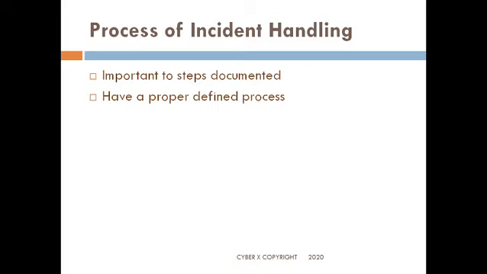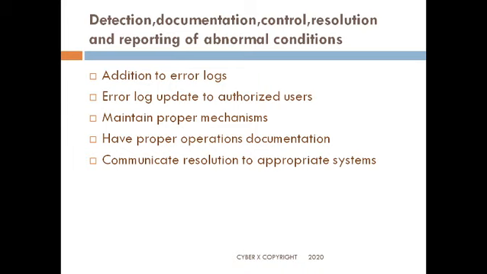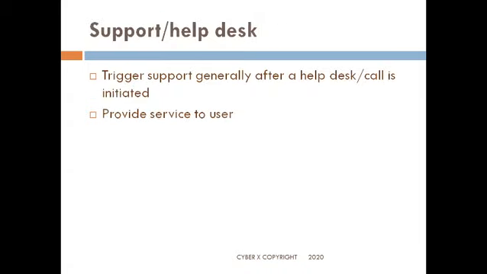Obviously you would require to have proper steps, you would require to have a proper SOP, you would require to have a proper process, you would require to have it properly documented. How would you detect, document, control, resolve, and report abnormal conditions? So this would be in addition to the error logs. So error logs updates should actually go into authorized users. There should be proper mechanisms and there should be proper operational documents. And communications should happen between appropriate systems.